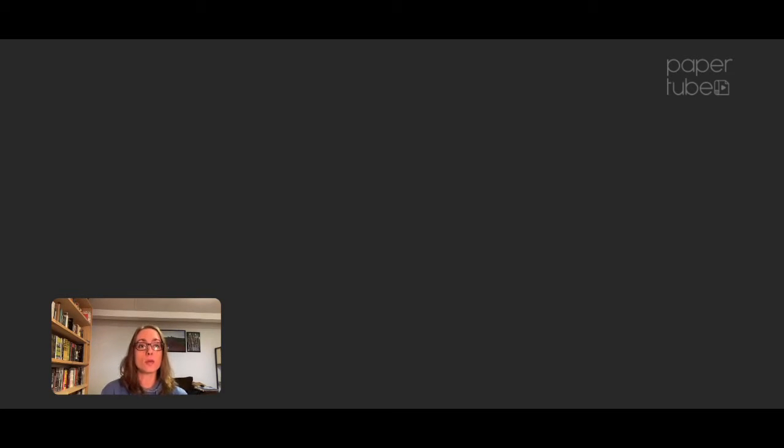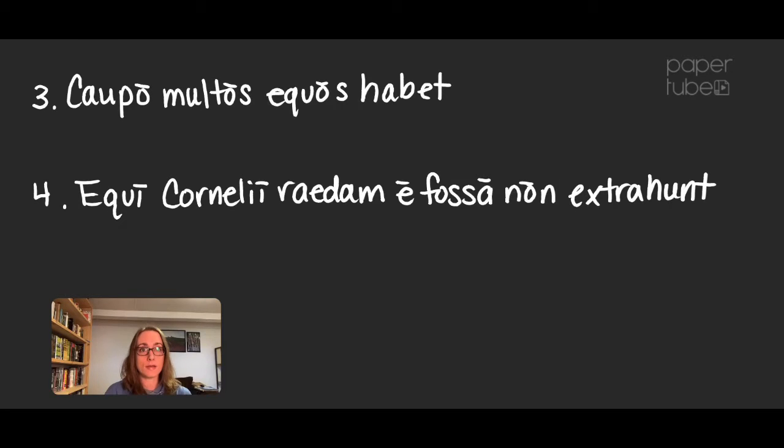And today we're going to translate some sentences using the imperfect tense. We're going to learn how to properly translate the imperfect tense and use it correctly in Latin sentences. So here are 4 examples of Latin sentences that are currently in the present tense. We're going to change the verb to the imperfect tense correctly.